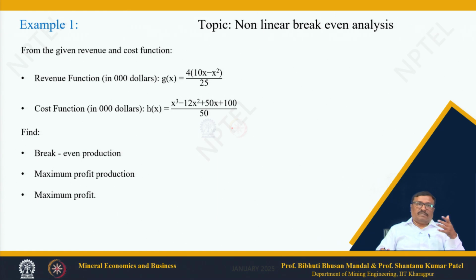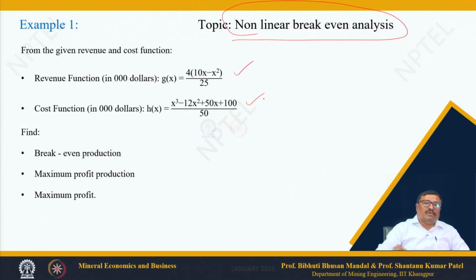In this example of non-linear break even analysis, you can see that the relations in both the cases are not linear at all. For example, the revenue function here is given as G(x), a function of x, the number of units produced, which is 4 into (10x minus x square) whole divided by 25, whereas the cost function denoted by H(x), in $1000 again, is (x cube minus 12x square plus 50x plus 100) whole divided by 50. In both the cases, these two are not linear at all.